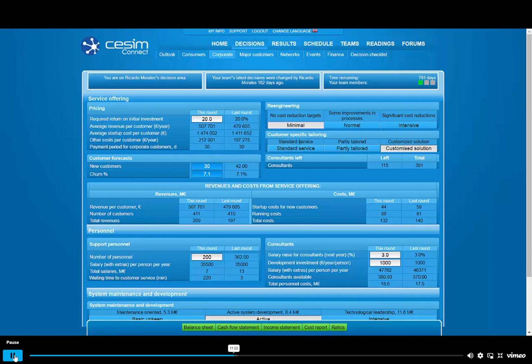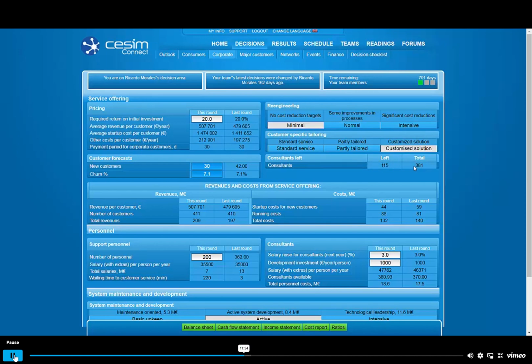The other dimension that we have here is the customer-specific tailoring, and again, if we want to offer customized solutions, we are going to need more resources, more consultants. If we don't want to offer customized, we offer standard, and then we need fewer consultants. And here we can see the consultant count.